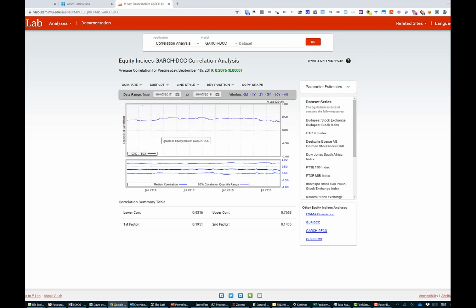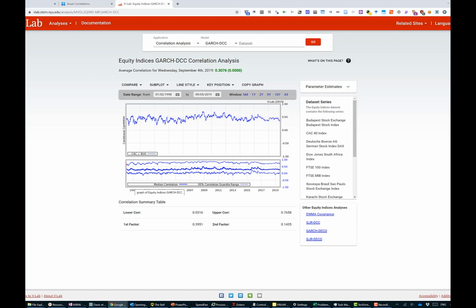So what we have here is the correlation between the CAC 40, which is the stock index for the 40 largest companies in France, and then the Budapest stock market index. And you can see the correlation sometimes changes over time, but it's relatively stable. So this is a very different way to calculate correlations, but you can see it also allows us to look at correlations changing over time. And that's important because if you look at the whole period, all the way back to 1999, you can see the correlations sometimes vary by a lot for this particular pair of indices.